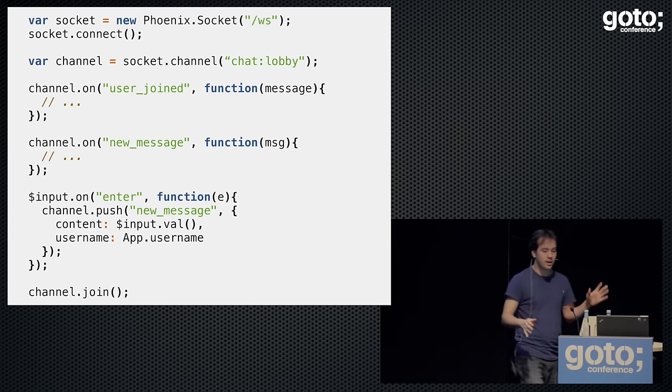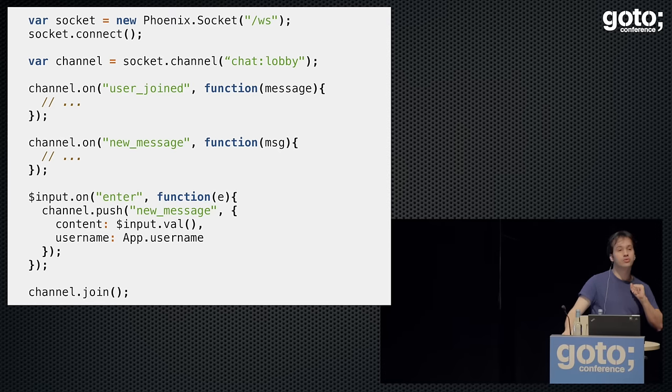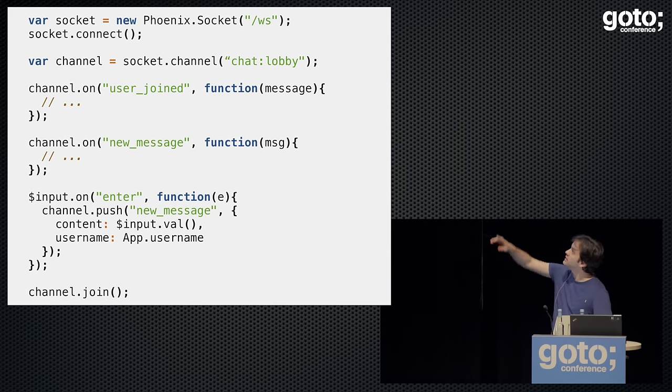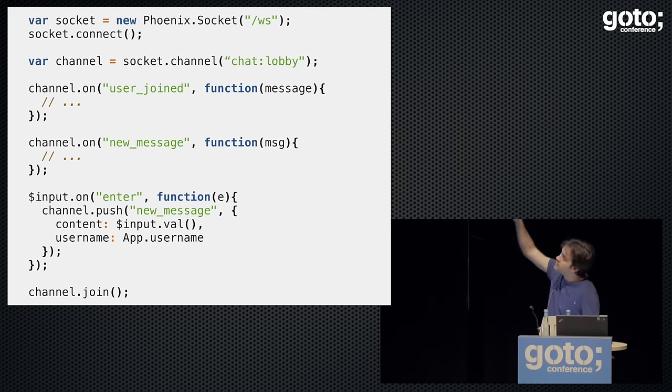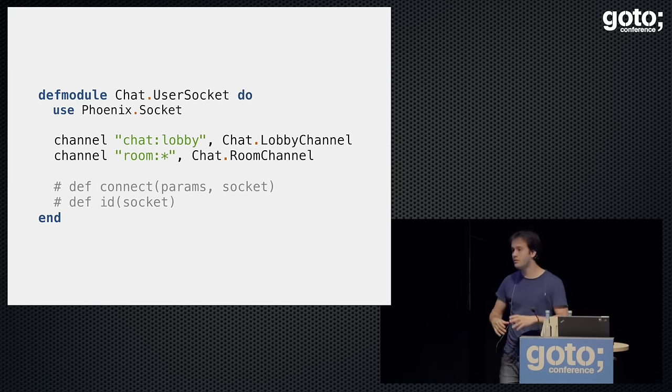So that's the client, okay? And then on the server, we're doing two steps. Here we can see that we have two things, right? We have the socket and we have the channel. So in the server, we are going to define the socket.